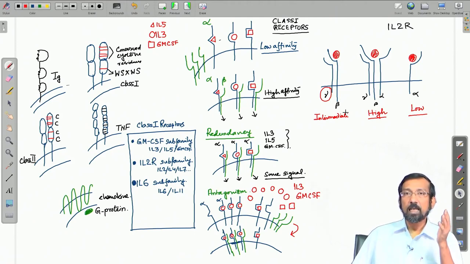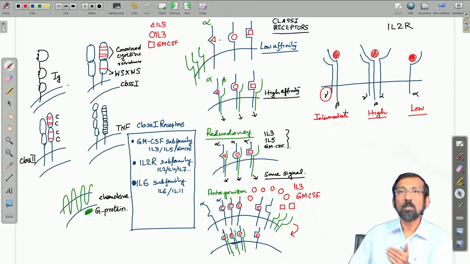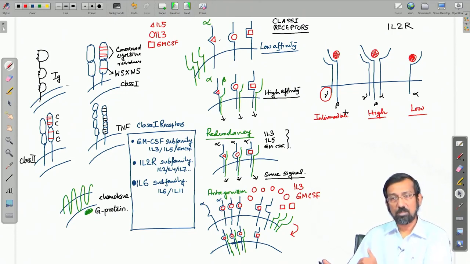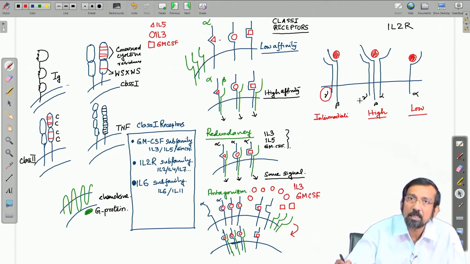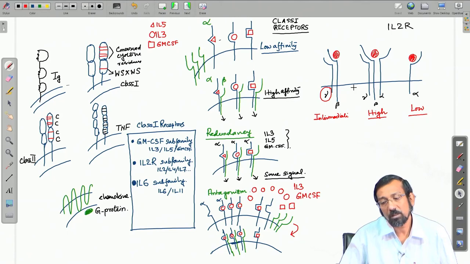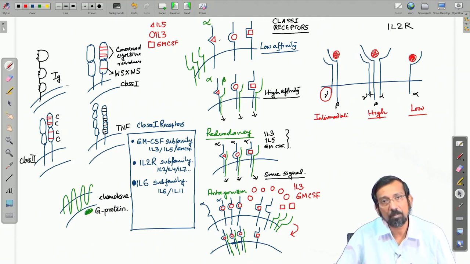So, let us see what exactly happens downstream of the ligand binding, or downstream of the binding of cytokines. Downstream means after there is a high affinity receptor formation and high affinity receptor binding, what happens next? That means how the signal is transduced.